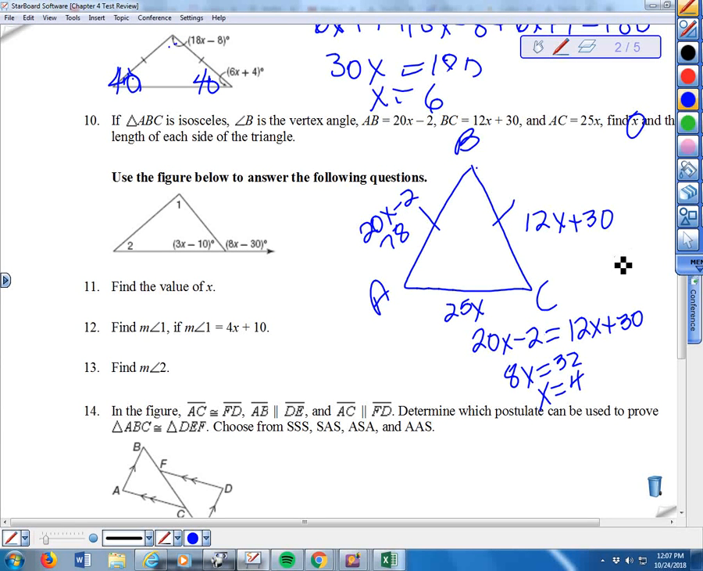So 12 times 4 is 48 plus 30, 78. And 25 times 4 is 100. So the lengths of the sides were 78, 78, and 100. Questions on that? Important part here was getting your triangle drawn right and understanding that when they say the angle is the vertex angle in an isosceles triangle, that's always the one on top.